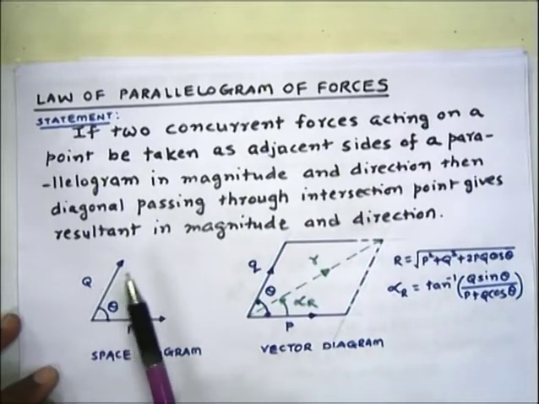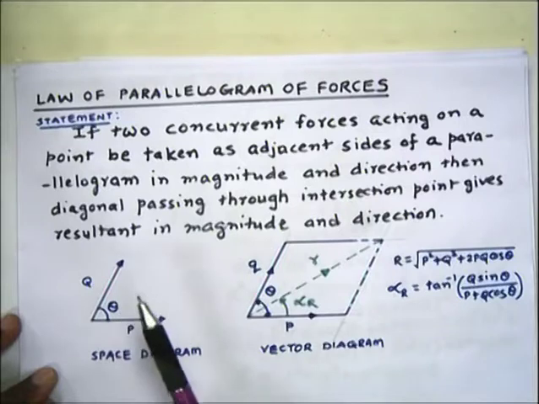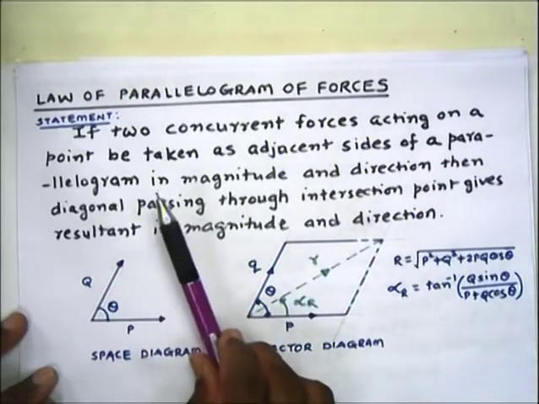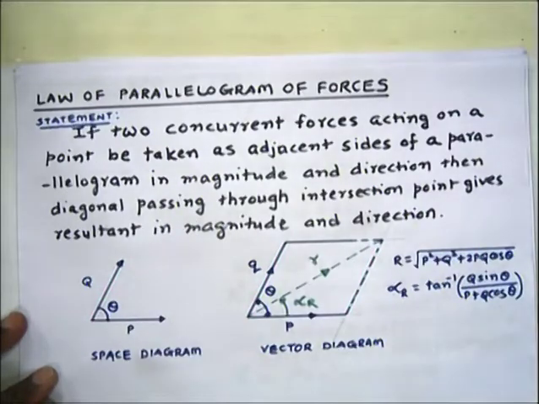As you know, it is applicable to two concurrent forces. Say two concurrent forces are given, P and Q, and the angle between these two is, say, theta, and this is known as the intersection point or concurrence point. As per this law, the statement is: if two concurrent forces acting on a point are taken as adjacent sides of a parallelogram in magnitude and direction, then the diagonal passing through its intersection gives the resultant force in magnitude and direction.